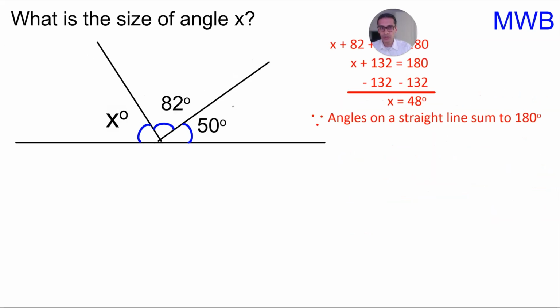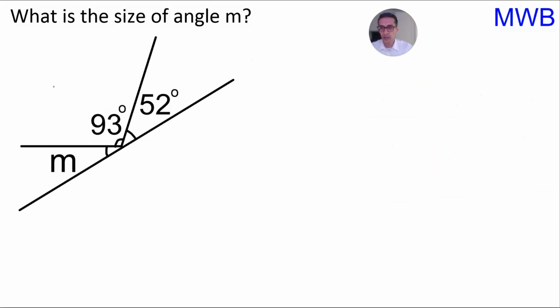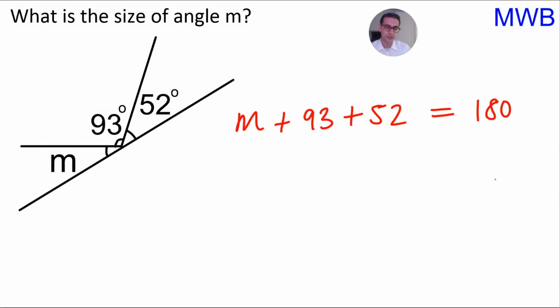Now for the next question, make an equation from this and work out angle M. Pause the video and have a go. Okay, so let's work out the answer here. So we're going to form the equation first. M plus 93 plus 52 should equal 180 degrees.